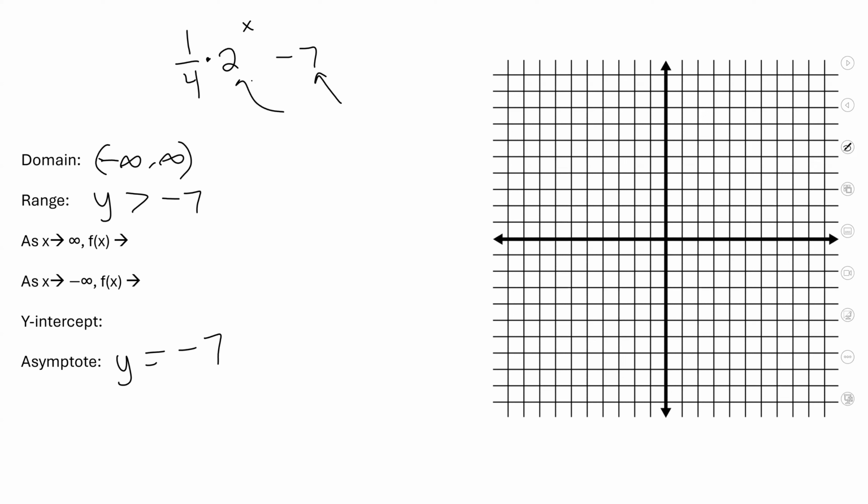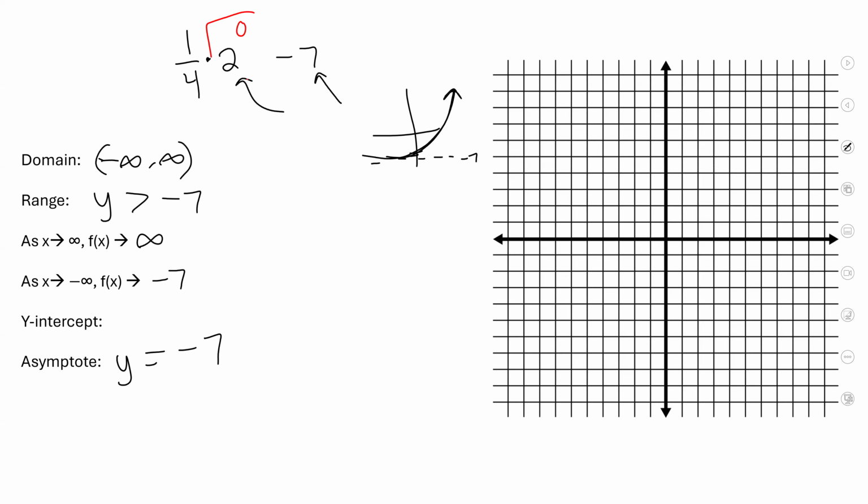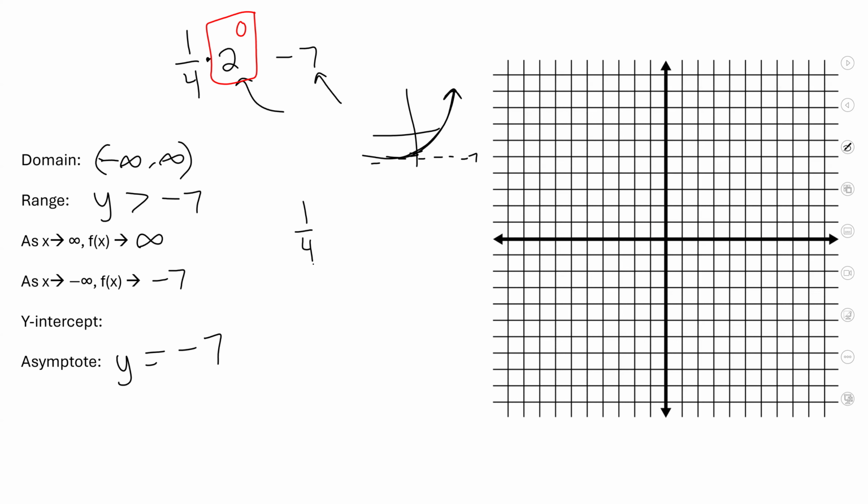I know this is growth, so it should look something like this. Since it's down here at -7, your asymptote's at -7. It'll look like this. That means I know my end behavior, infinity and then down to the asymptote. Your y-intercept, you just have to plug in a 0. Okay, so if I plug in a 0 right here for the y-intercept, what's 2 to the power of 0? 1. So I'm going to get 1/4 times 1 and then subtract 7.